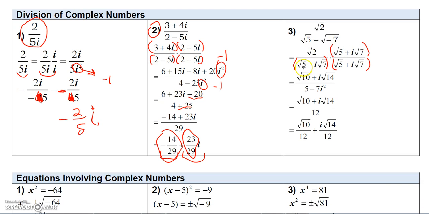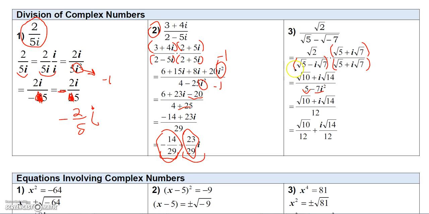So now on the denominator, again, since I've got like a minus b times a plus b, I can do the difference of squares and say it's square root of 5 squared is 5, and then minus the square root of i times square root of 7 squared. Well, the i squared is just i squared, and when you square the square root of 7, you get 7. So I end up with 5 minus 7i squared.